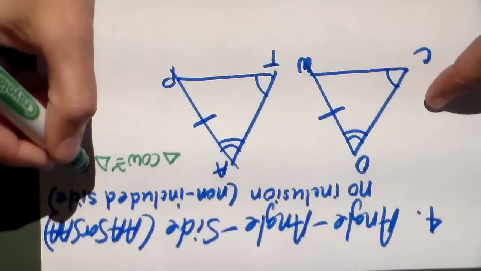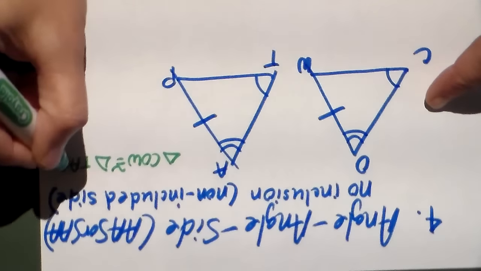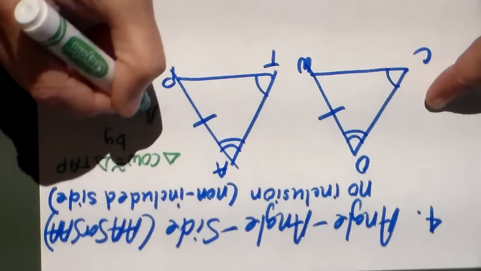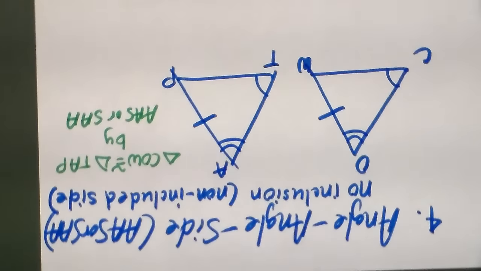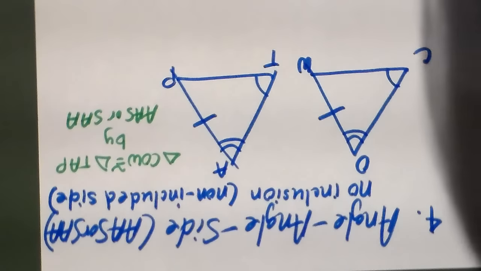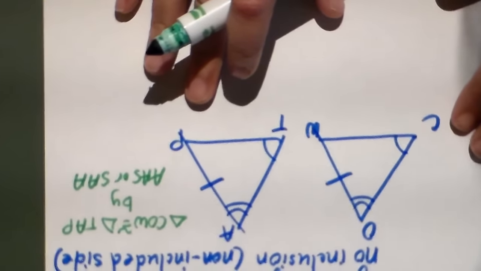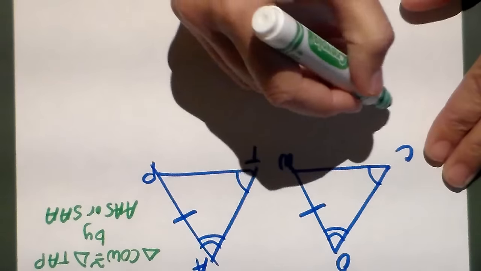COW is congruent to TAP by angle, side, or side, angle. Okay? So when you're looking at these, like I said, I'm going to show you an example of what is not angle, side.